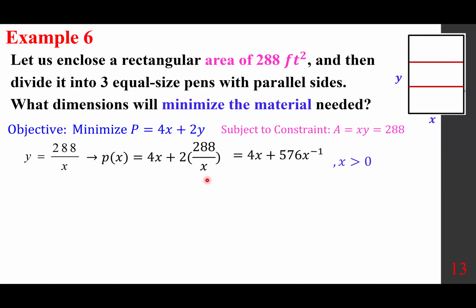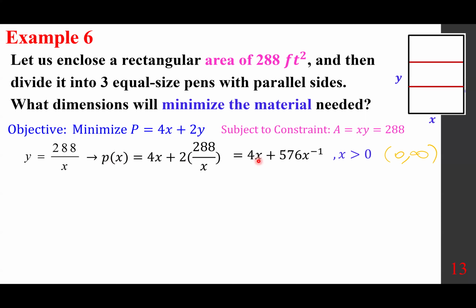And X must be positive because it represents dimension, and that means an open interval of 0 to infinity. So far, we haven't done any calculus. Now the calculus starts, and we start with differentiating. So we are going to differentiate P of X.